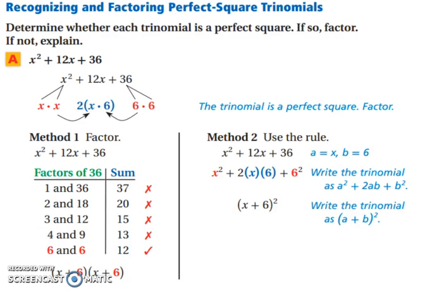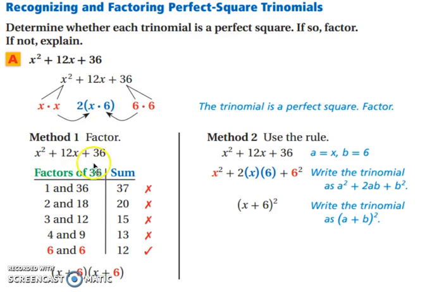For this one, we're going to determine whether each trinomial is a perfect square. If it is, we're going to factor. If it's not, we're going to explain. So if we look here, we have x squared plus 12x plus 36. Our first term is x times x. Our last one is 6 times 6. And then 2 times x times 6 is 12x. So we know it's a perfect square trinomial.